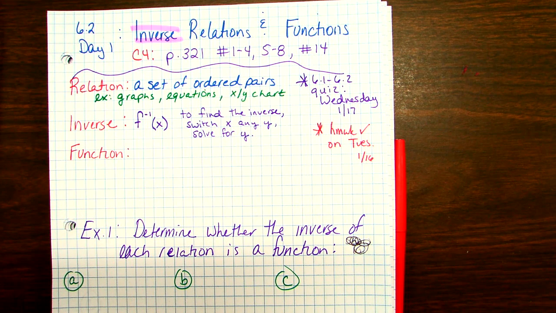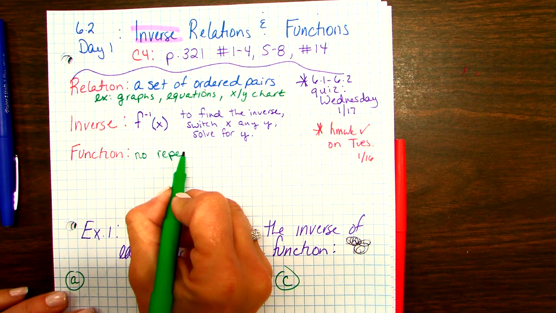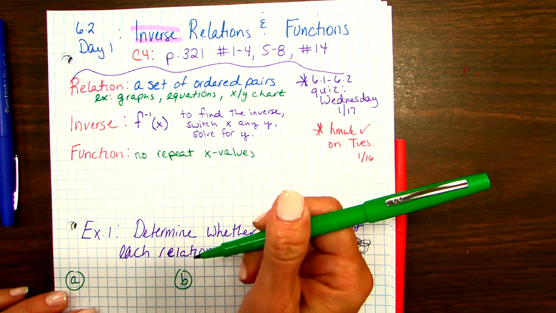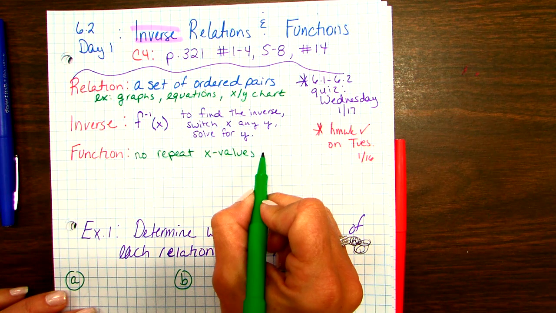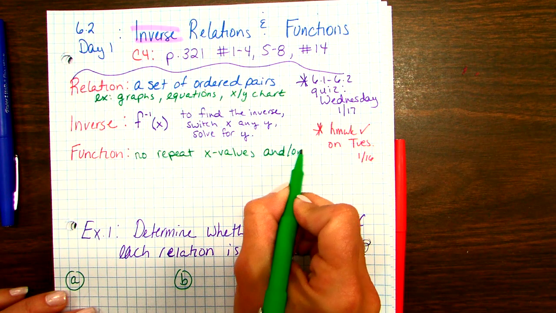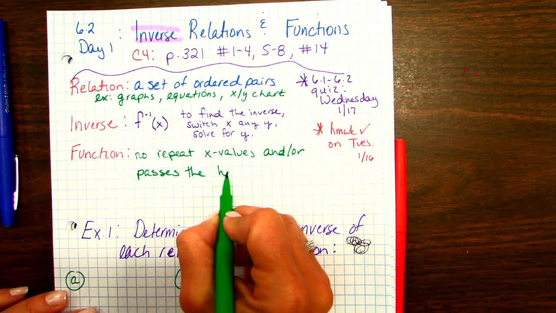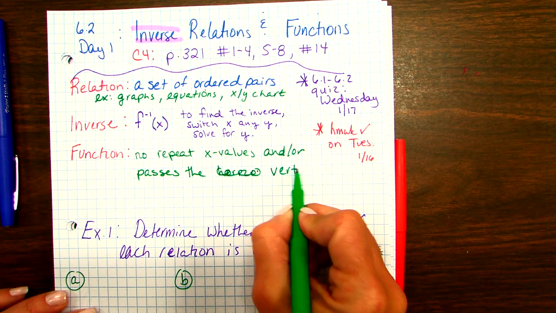And then the last vocab word I want to review is, what is a function? Remember, functions are no repeat x values and they pass the vertical line test. And again, I know I'm giving you a lot of information here at the beginning, but with our examples, I will explain. I'm sorry, I didn't mean to say horizontal, vertical line test.